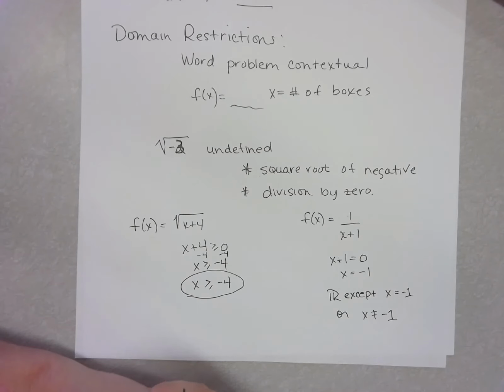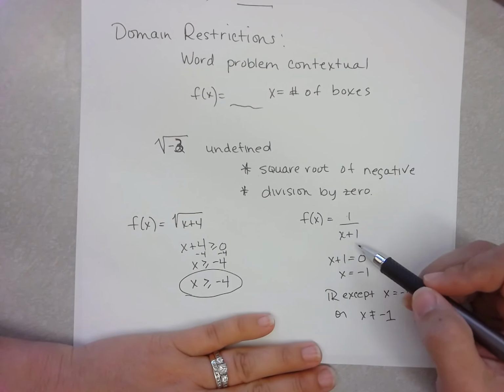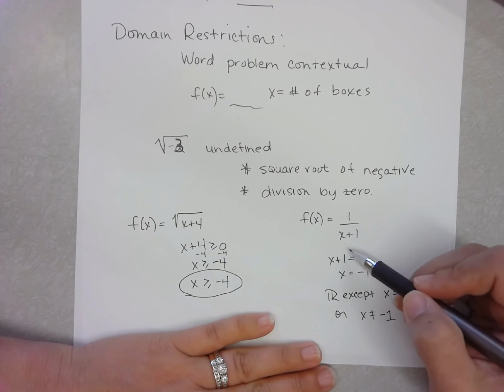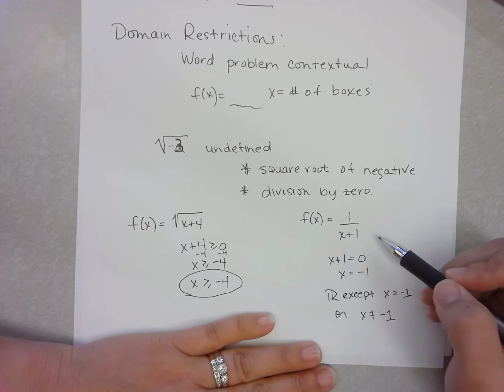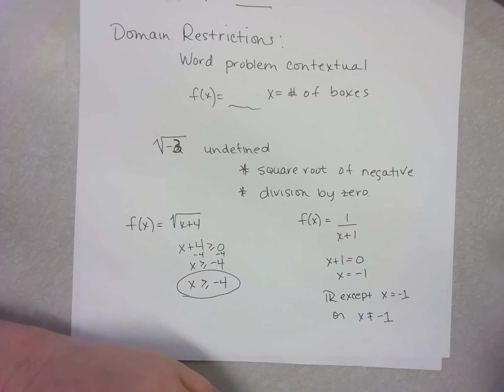Right? Those are both my domain restrictions. It's okay for me to use anything else. Right? I can use a negative number. If x is -2, then I would get 1 over -2 plus 1 would just end up giving me -1, because -2 plus 1 would be -1, and 1 divided by -1 is -1. So everything except for that -1 I'm allowed to plug in.